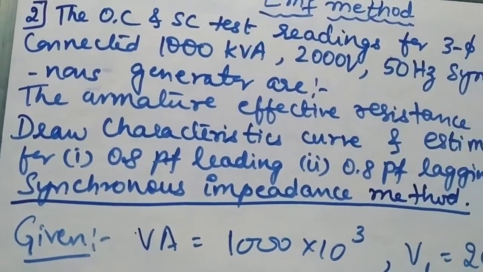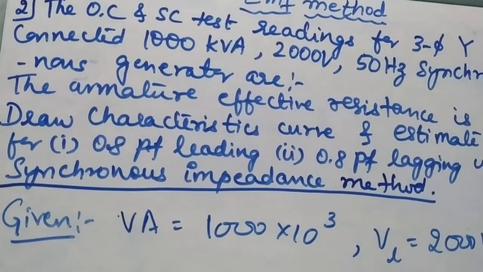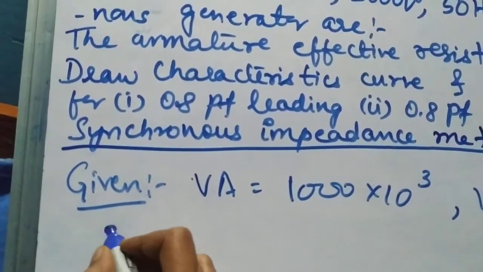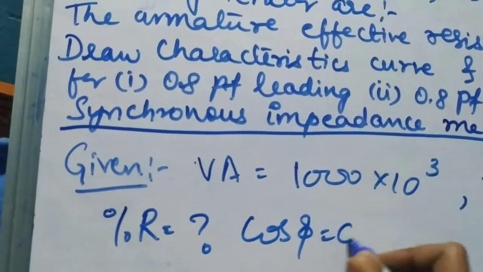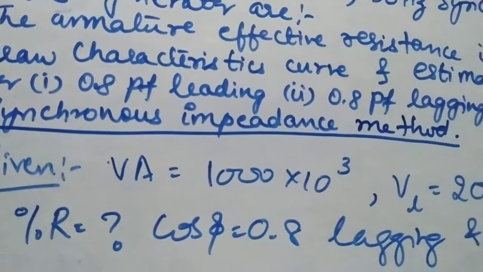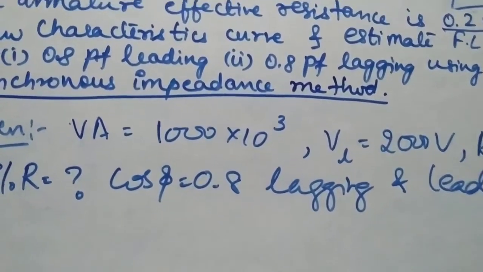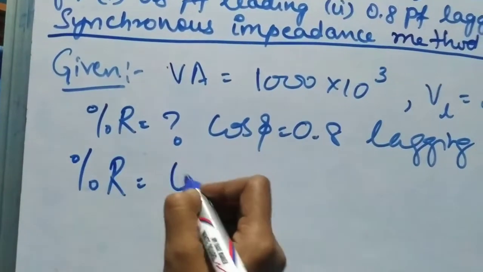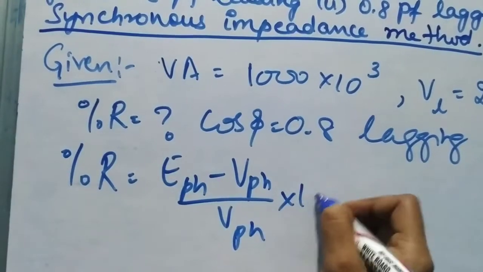Here we have to determine the regulation for the power factor 0.8, for both the lagging and leading cases. So we have to determine the percentage regulation for cos phi equal to 0.8 for both lagging as well as leading. What is the formula for the percentage regulation? It is given by E phase minus V phase divided by V phase into 100.